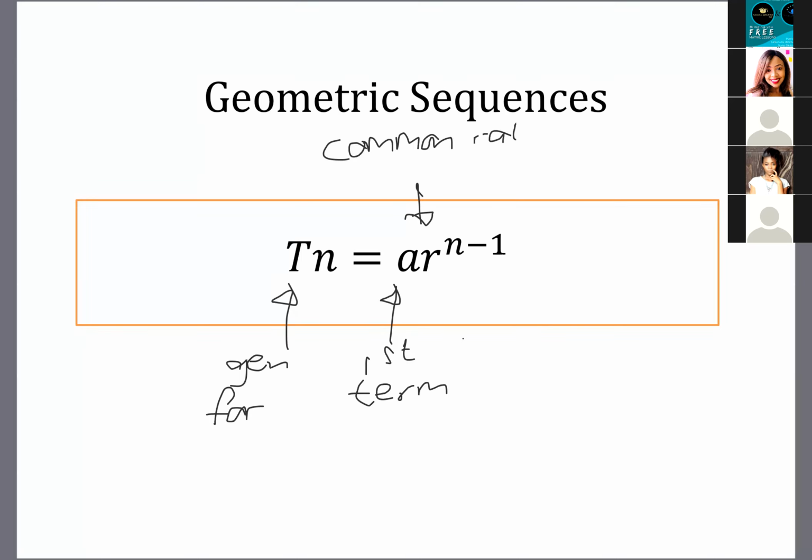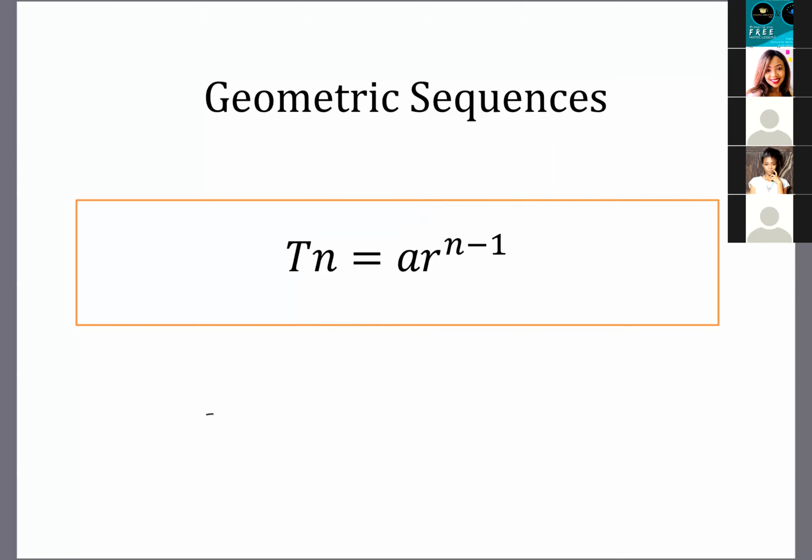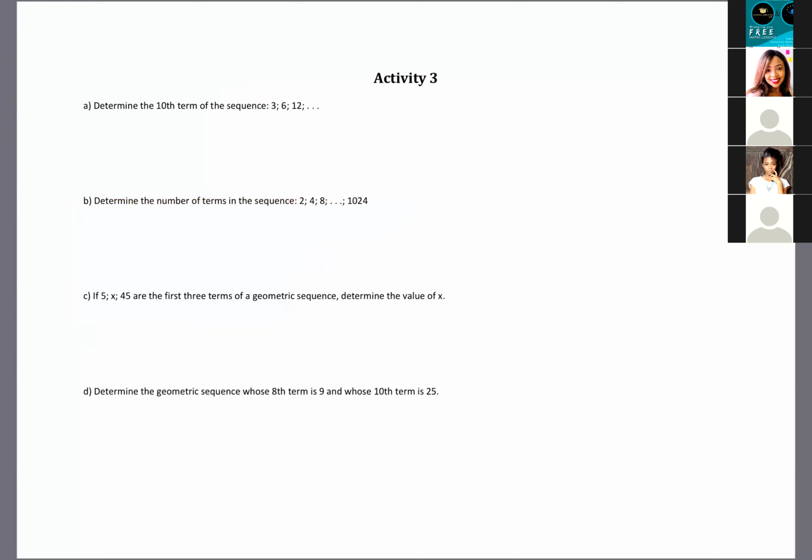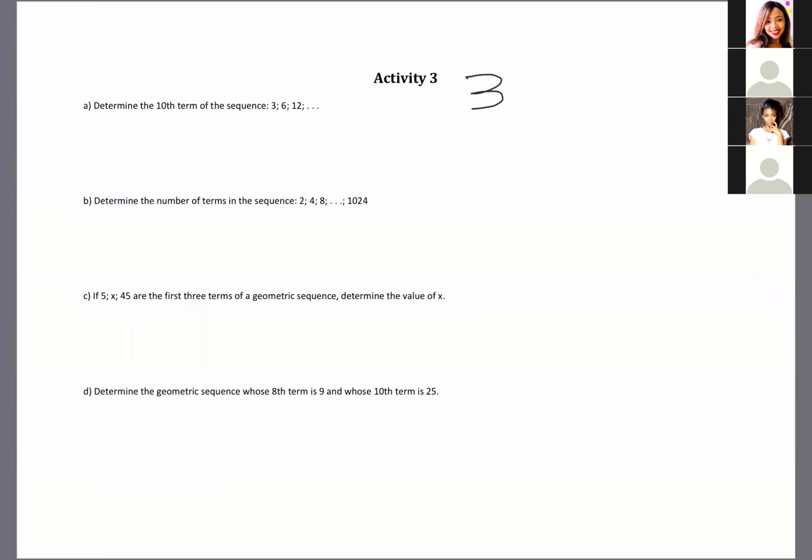So in the example I just did, it will be your 3, right? And then your n is your term number. Are you with me? Yes, ma'am. Okay, cool. Now let's do a few questions on this. So activity 3 says determine the 10th term of the sequence 3, 6, 12, right? So you write your 3, your 6, and your 12, and you check. Does it have a common ratio?